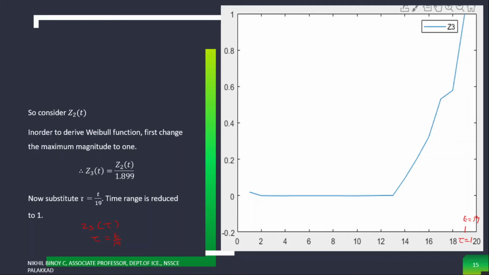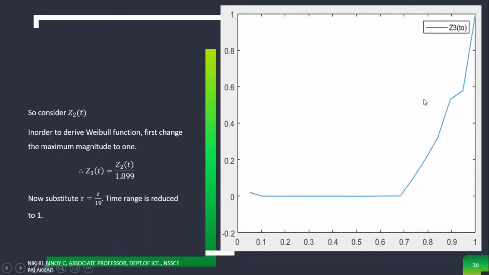Okay, so we are going to do that particular conversion. Now substitute tau equal to t by 19, meaning divide the old time value by 19, so that the maximum time t equal to 19 will change into tau equal to 1.